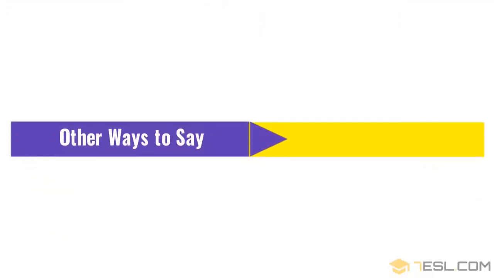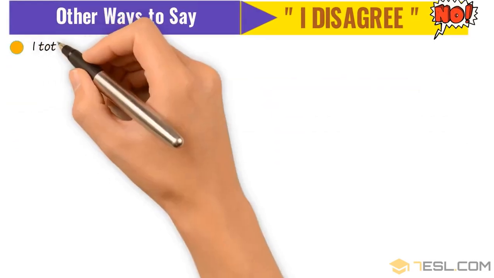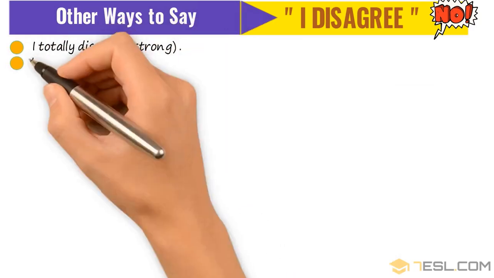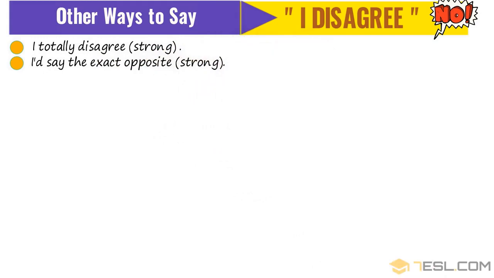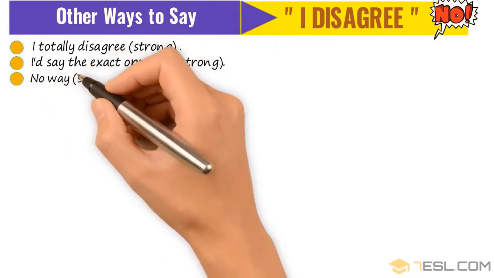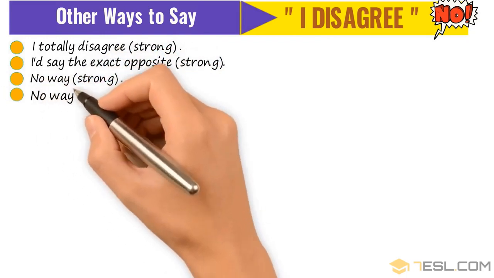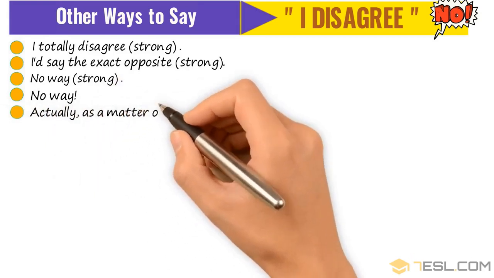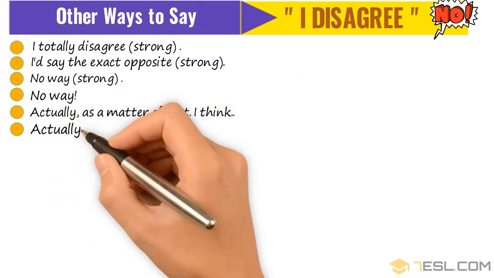Other ways to say, I disagree. I totally disagree. This is strong. I'd say the exact opposite. Also strong. No way. And this and the next one are both strong. No way. Actually, as a matter of fact, I think. Actually.